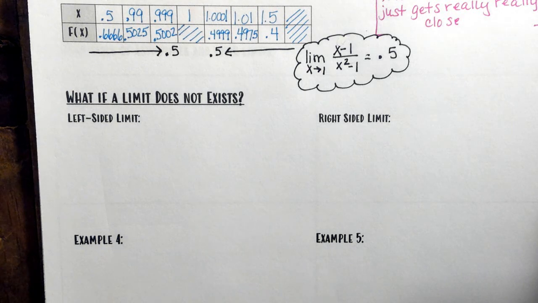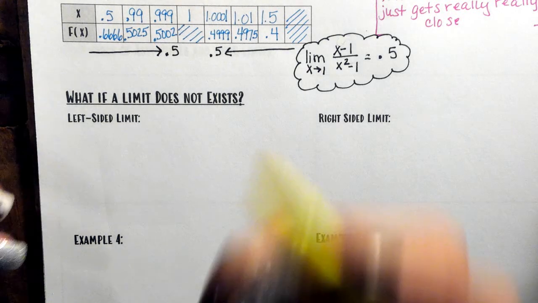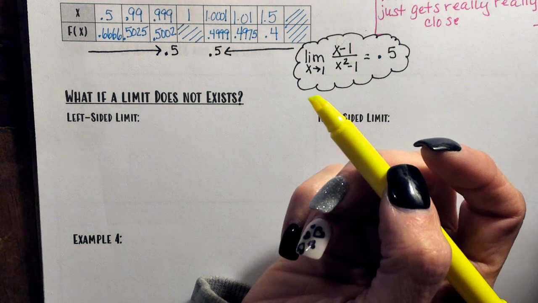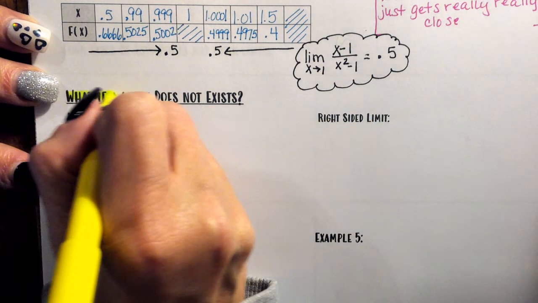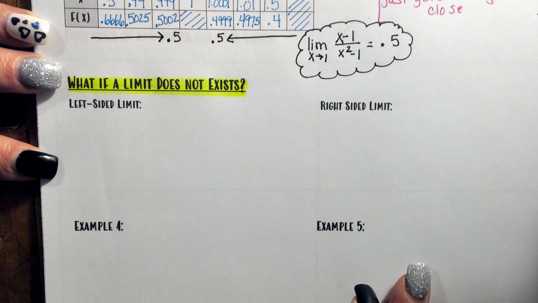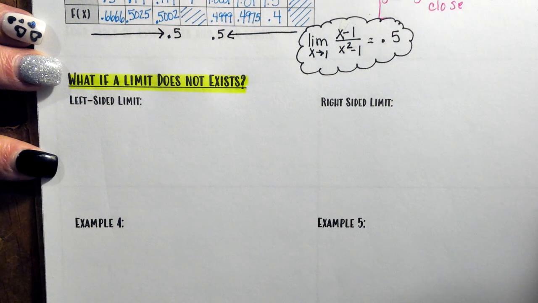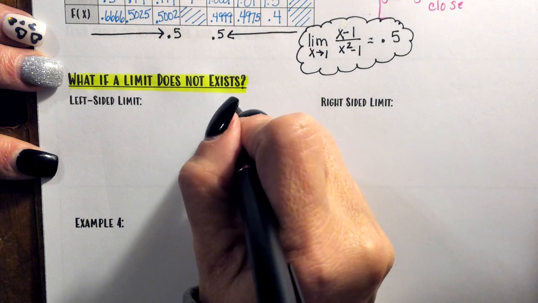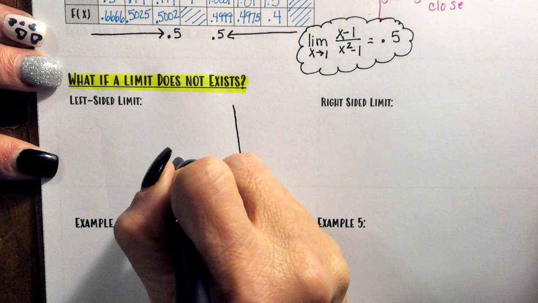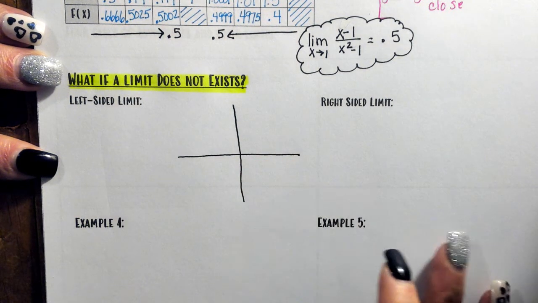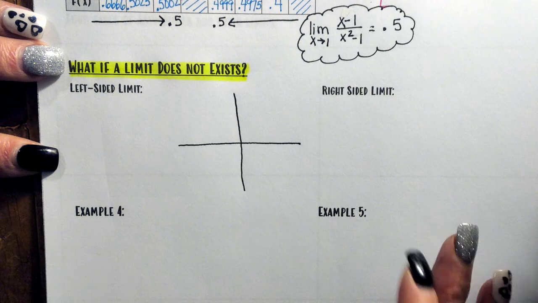So right now we just did 2 examples where one limit, if you plugged it in, you got 0 over 0, and the other one, you just plugged it in, you got 4. But here's my next question. What if the limit doesn't exist? Does the limit always exist? No, it does not. Sometimes you're going to have situations where you're going to have holes in your graph or maybe asymptotes. We're going to start off with holes.